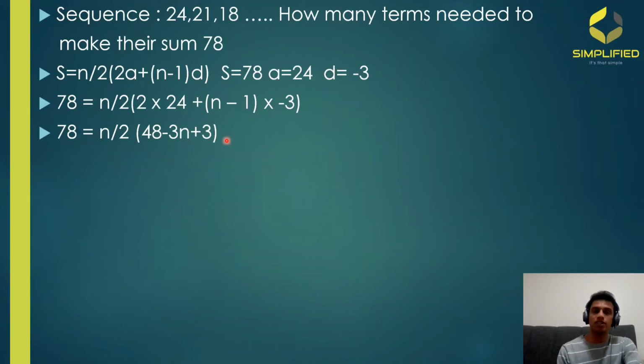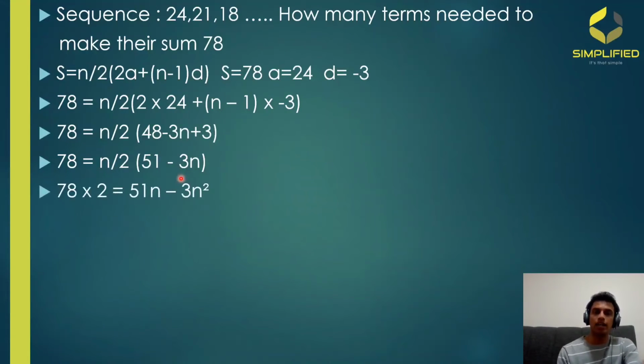So upon further simplification, what happens? 48 plus 3 is 51 minus 3n. And this n by 2 over here, we are going to take this 2 in the denominator into the left hand side. So it has to be multiplied with 78. So that will become 78 into 2. And there is an n remaining over here.